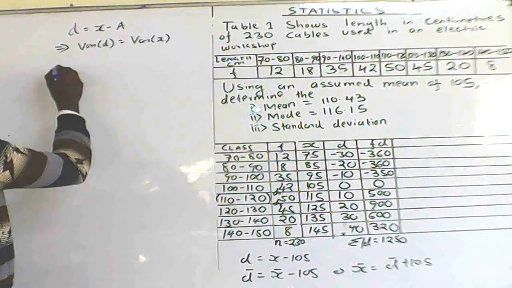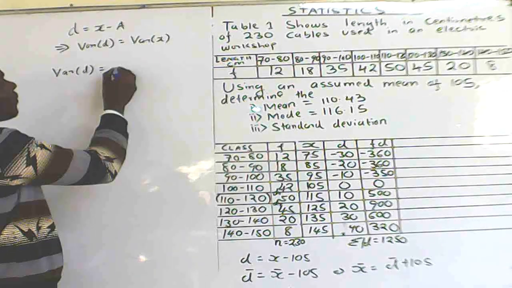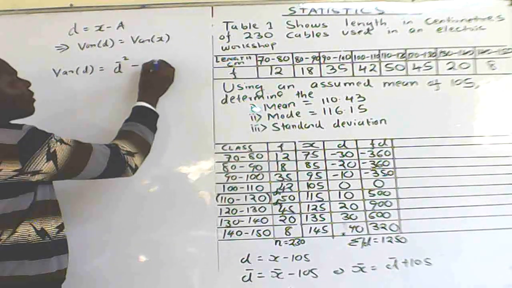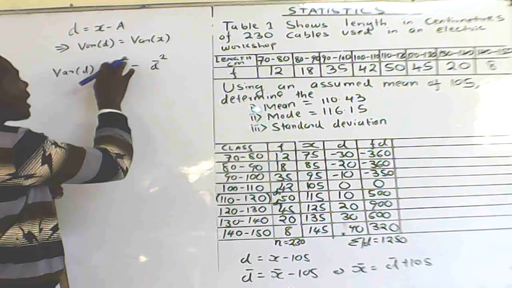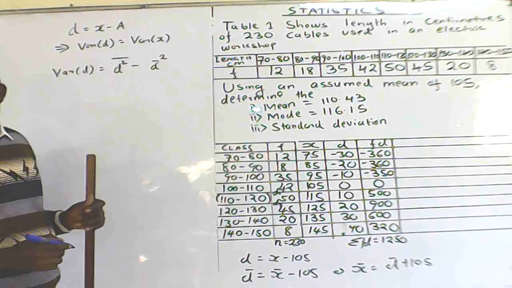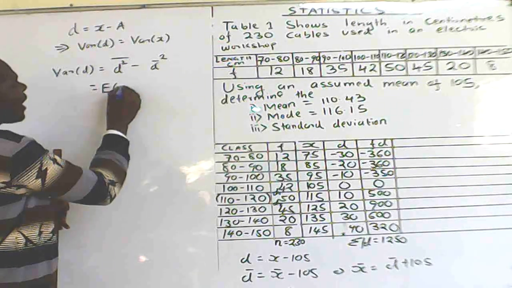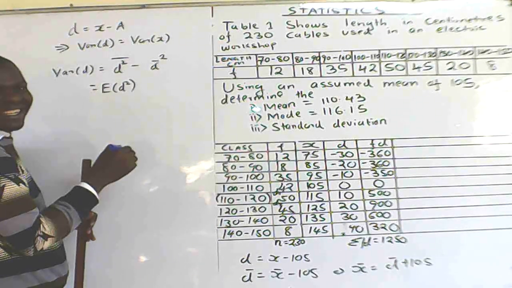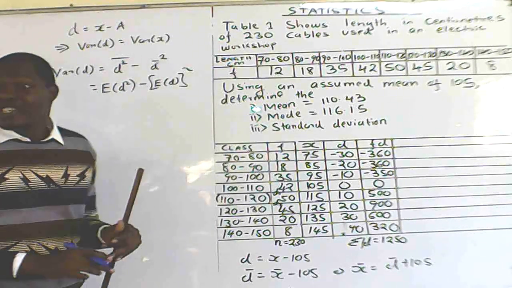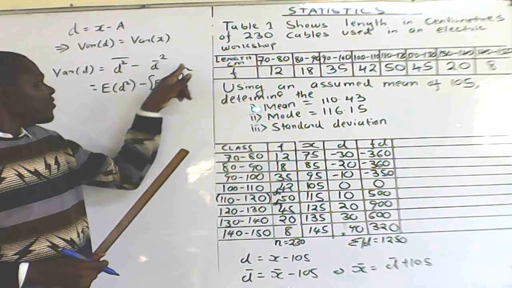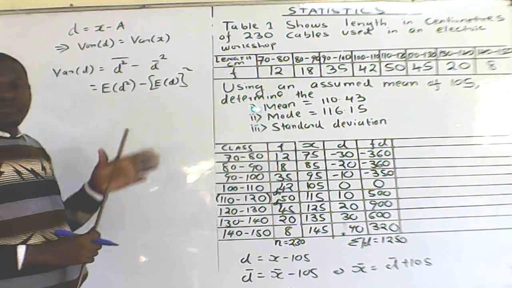So what did we say is the variance? When we want the variance of d, we said the variance was the mean of d squared minus the mean squared, isn't it? The mean of d squared is on top, minus the mean squared. So this is the same as the expected value of d squared minus the expected value of d, then squared, because the expected value is the mean of d.